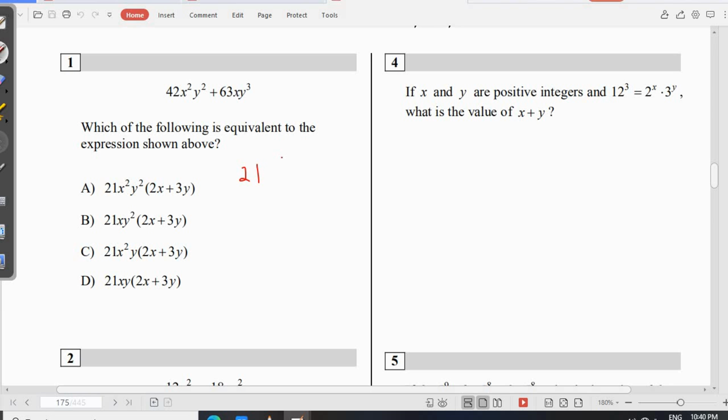So 21 into, you see, x is common, so we should have kept 21. x is common into x, yeah, x y squared, plus, sorry, that's 2xy squared. Okay, 2xy squared plus 3y squared, 3y cubed.